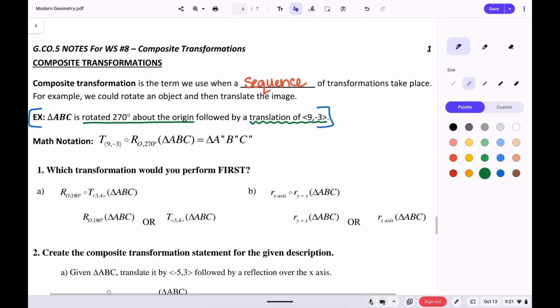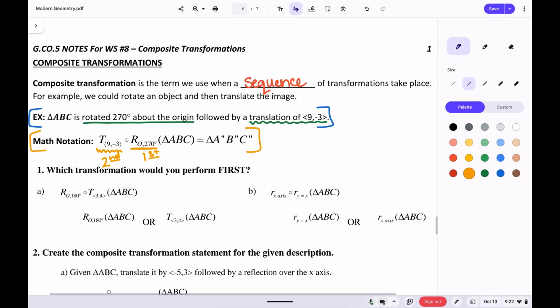Now, if you look at the notation right underneath it, this is how we would write it in math terms. You'll notice that triangle ABC is in the parentheses there. But look at what came first, right in front of that: the rotation around the origin of 270 degrees. And then the translation is written even before that with the vector 9, -3. So when you see your notation today, whatever is closest to the thing in parentheses is what you're going to perform first. So this is what I would do first, and this is what I would do second.